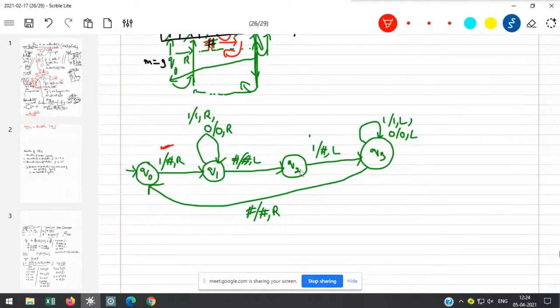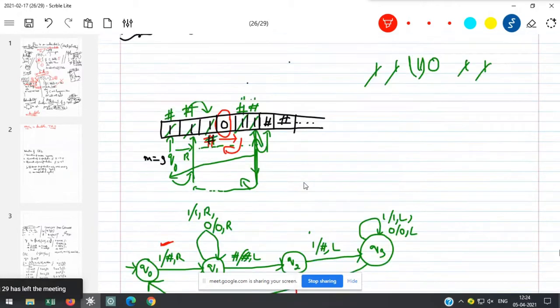Okay, now here this part, instead of finding 1, I'm going to find 0. So what will happen is, let me just use a different color. So instead of finding 1, we are going to find 0.